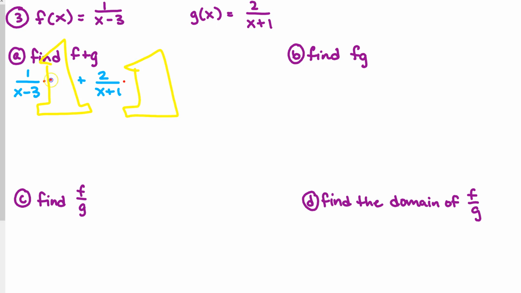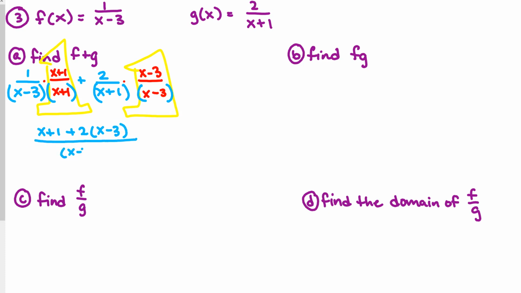And the special form of 1 we're going to multiply the first fraction by is x plus 1 over x plus 1, because it's missing an x plus 1 in its denominator. And we're going to multiply the second fraction by x minus 3 over x minus 3, because it's missing the x minus 3 in its denominator. And once we've done that, we have a common denominator. So then, if we add the numerators, we have x plus 1 plus 2 times the quantity x minus 3 over our common denominator, x minus 3 times x plus 1.